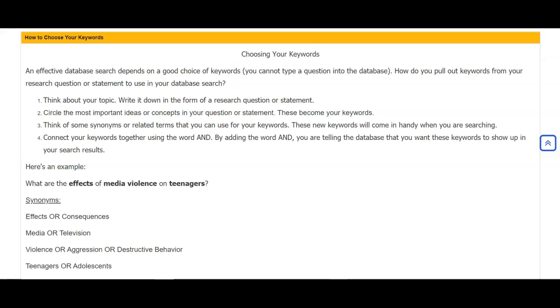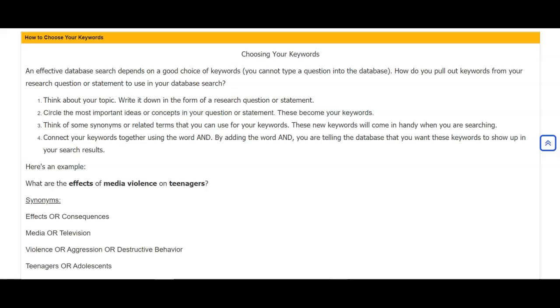Is it a certain kind of violence? Is it a certain demographic? Is it a certain location? There are so many things that you can think about for those topics. So the best thing to do before you start to go into the databases, you could also do this after you've looked at tertiary sources. So after you read an encyclopedia or a source like that and get to know a little bit about your topic, then you'll start to write your keywords, and then you can start to look for more in-depth information.